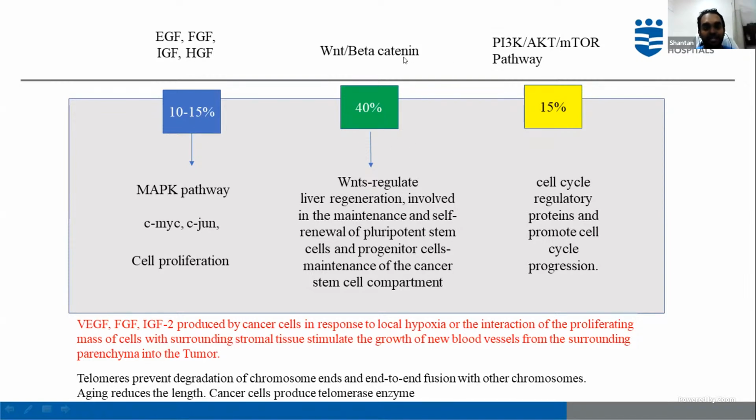This mutation and this pathway lead to further development of HCC, as mentioned before. Along with this pathway, further downstream there is production of VEGF, FGF, and IGF-2. These are the factors produced by the cancer cells after the transcription changes, and this leads to a response of local hypoxia, and interaction of these cells with the hypoxia leads to further progression of the tumor.